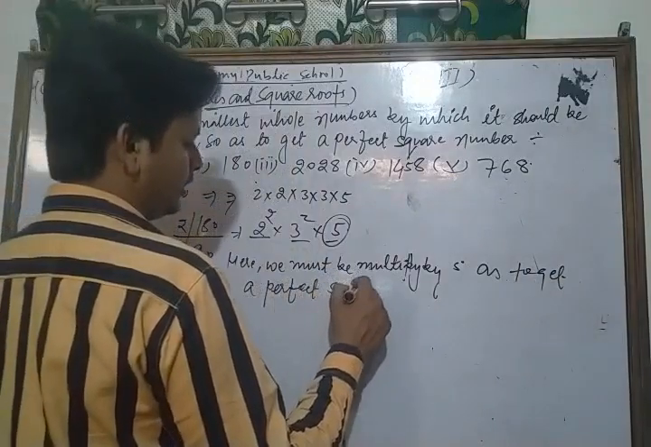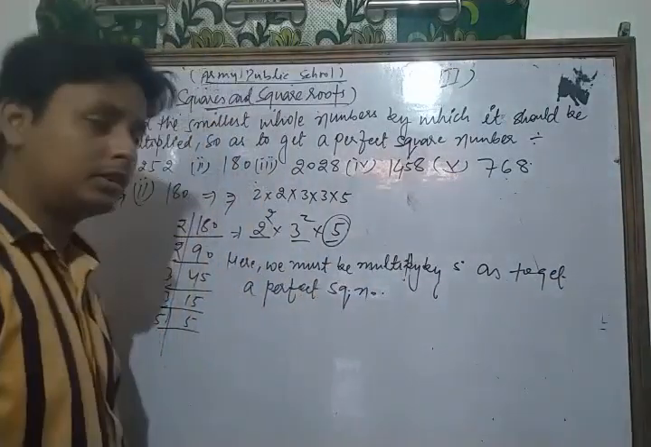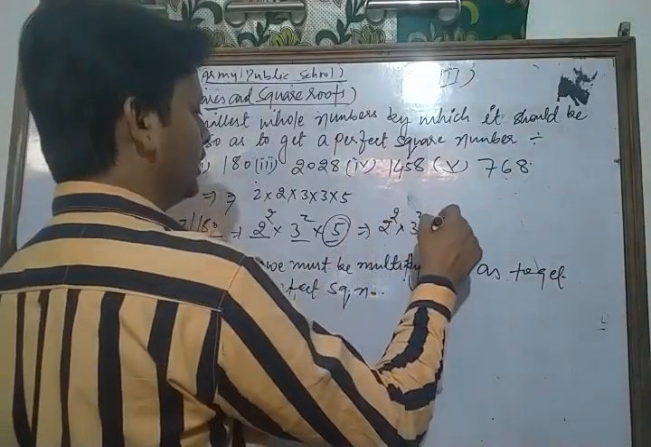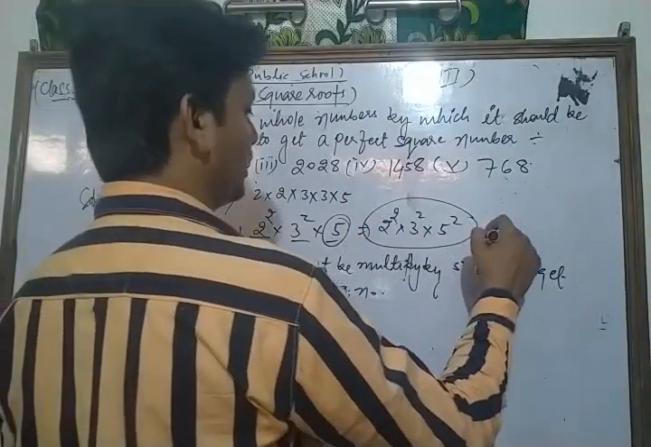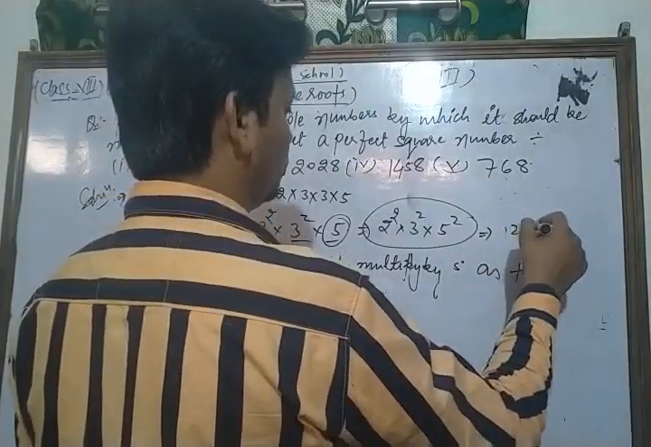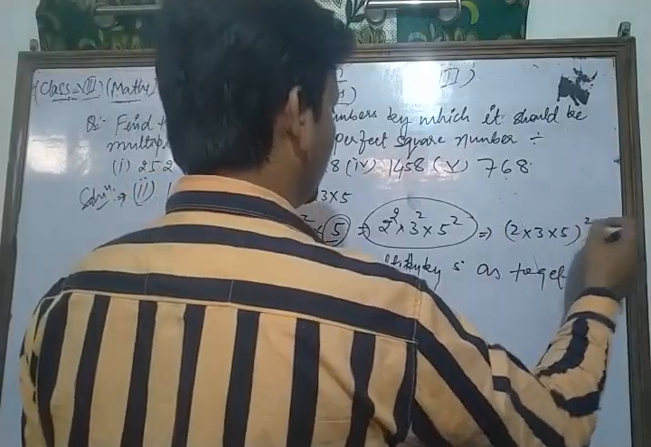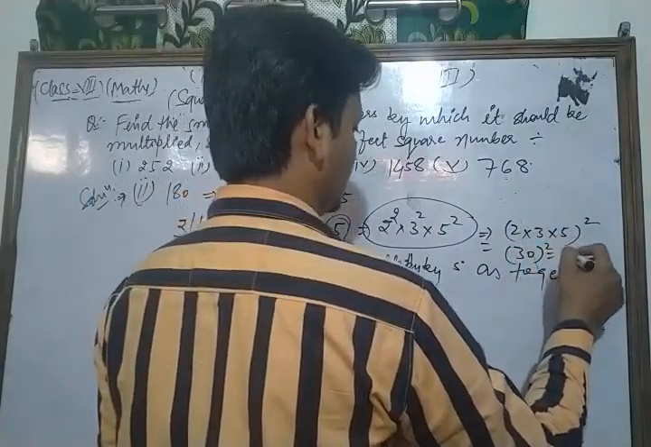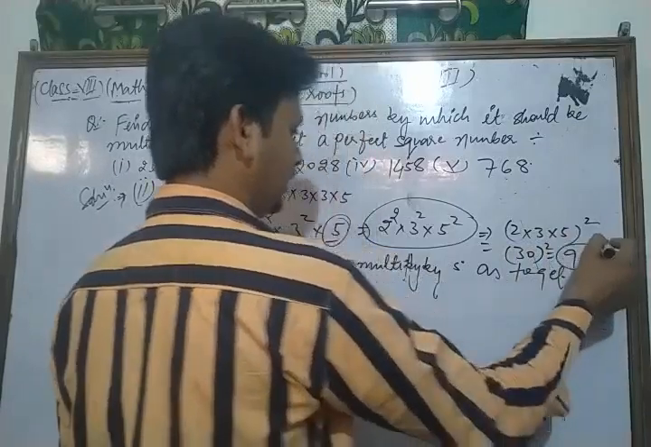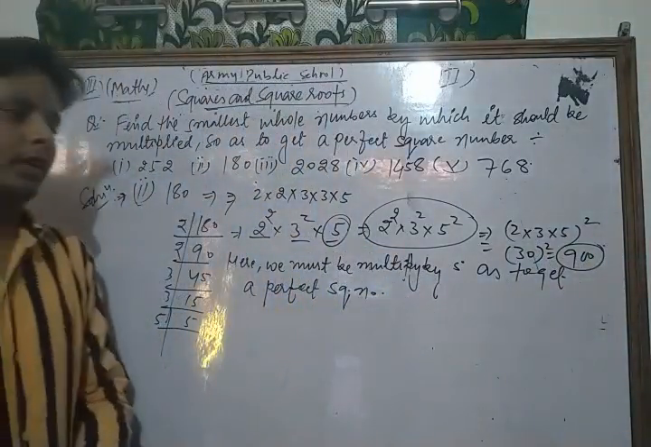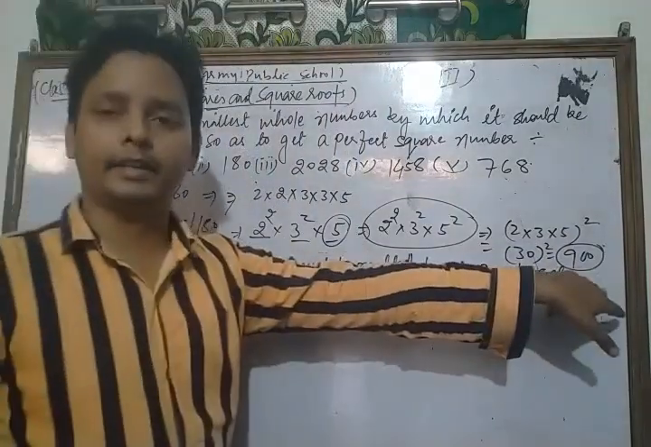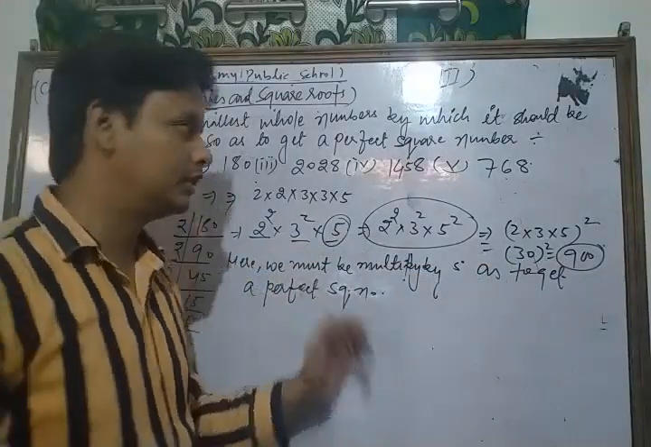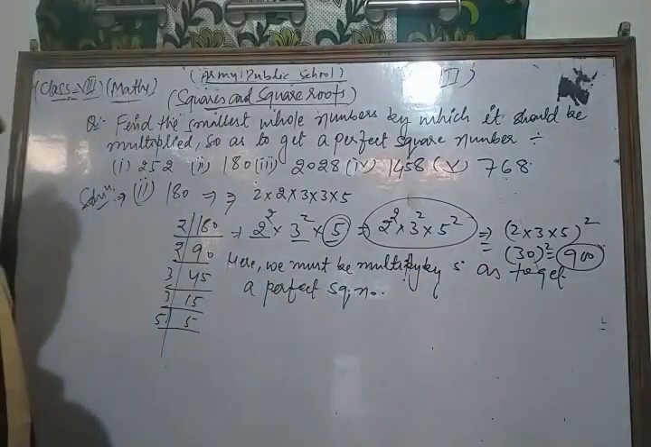perfect square number. Okay, dear students, if we multiply by 5, we get 2 square into 3 square, 5 into 5, 5 square. So we get the perfect square number as 2 into 3 into 5 square. This is 30 square, that is 900. So that perfect square number is 900. This is the process to solve that type of question. Now we take and solve the next part of this question. Let's see, dear students.